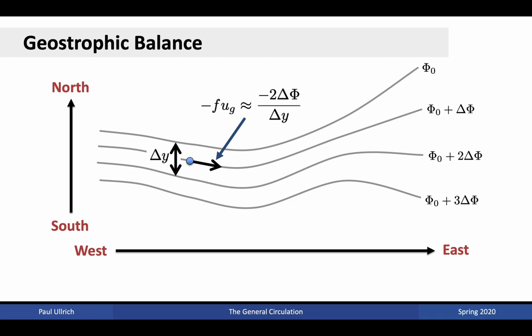Note that to the left, where we have geopotential contours that are closer together in space, we will have a larger velocity, because you'll have a greater change in Φ over a shorter distance. To the right of the diagram, where the geopotential contours spread out, we'll have a slower velocity associated with the wind, because here the change in geopotential over the distance Δy is smaller.